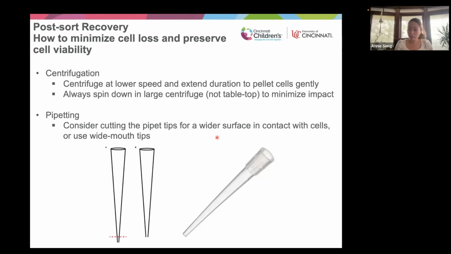And the other thing that I have seen is cell death induced by pipetting. In really thin pipettes, you put a lot of pressure on the cells every time you pipette them up and down. So using a wider-tip pipette would greatly help to preserve the cell viability in that case.